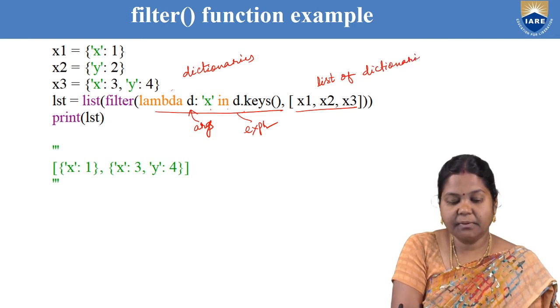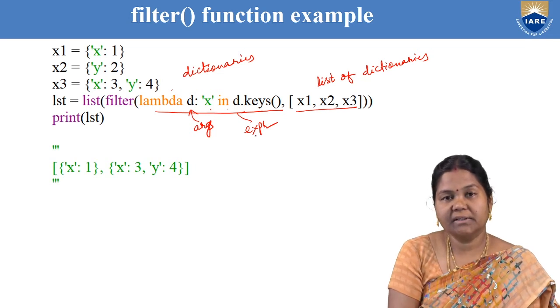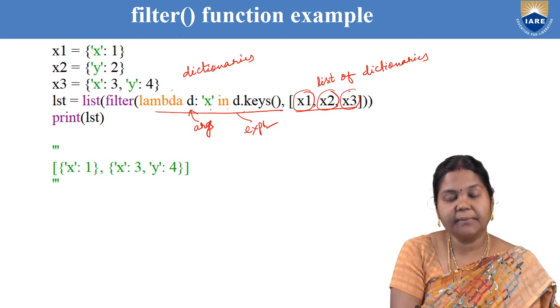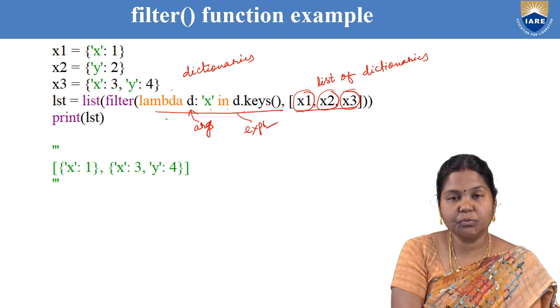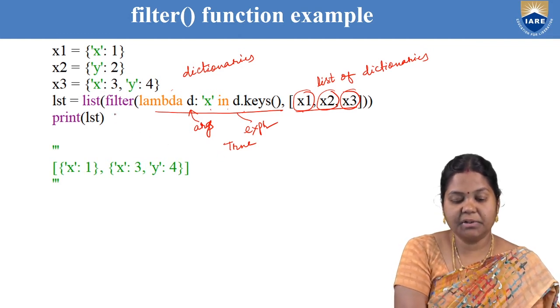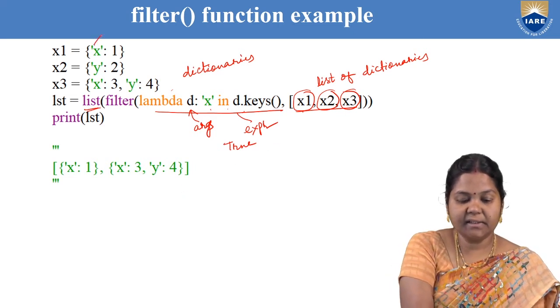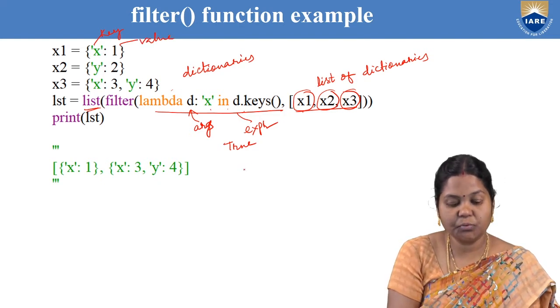Here x1, x2 and x3 are the three dictionaries. This lambda function will be applied first on x1, then on x2, then on x3. In x1, if x is there in the keys, it will return true. And in filter, if it is true, it will finally be stored into a list. You can see x is the key, and this is the value. So the key x is present in x1. Yes, it is true, so it returns that and stores it into a list.